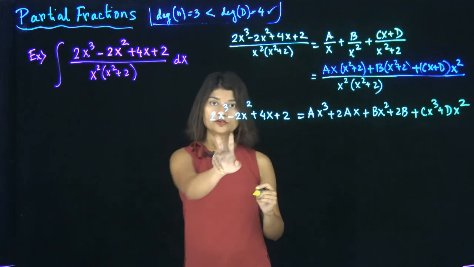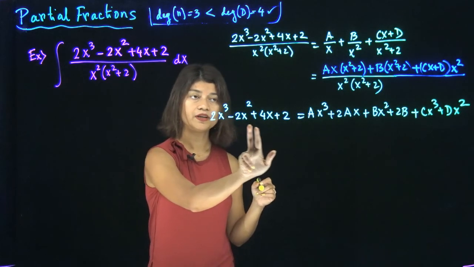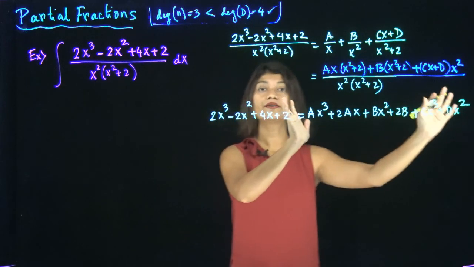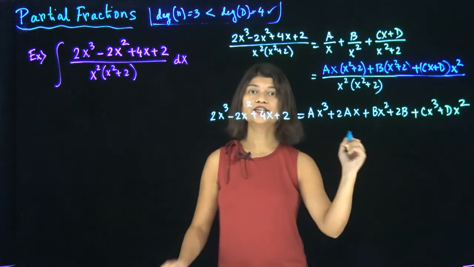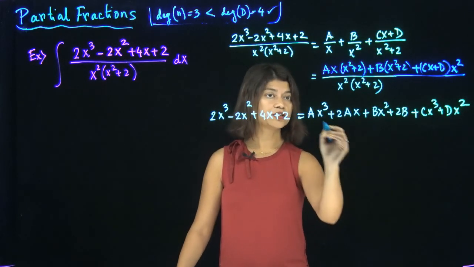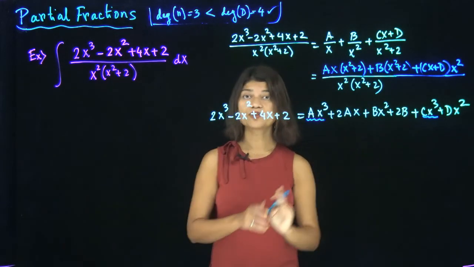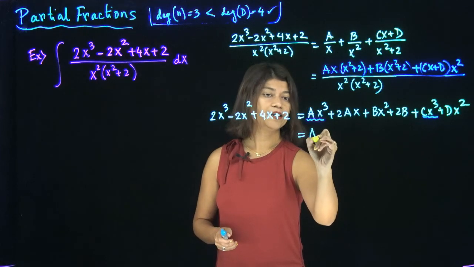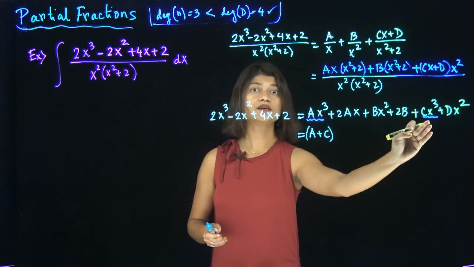Okay, do you see the left hand side? I have an x cubed term, x squared term, x term, and a constant term. So that's how I'm going to write my right hand side. I'm going to figure out an x cubed term. There are 2 x cubes, right? There is one here, one here. So I'm going to combine them together. So what do I get? I get a plus c. Take the common factor x cubed out and write down the constants.